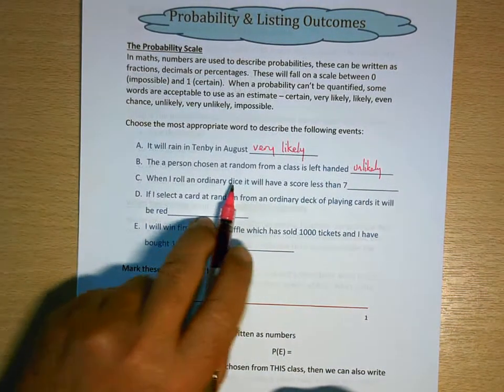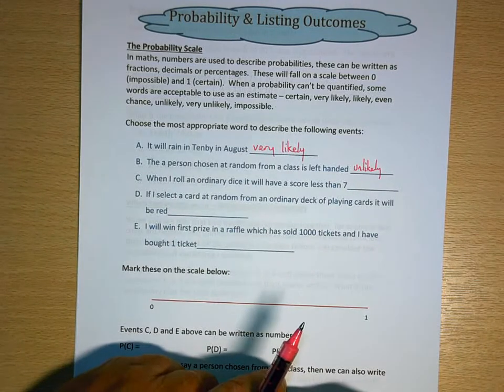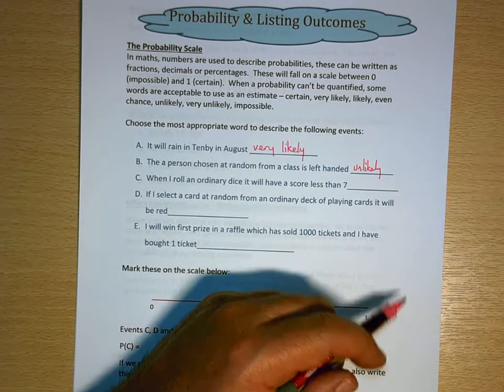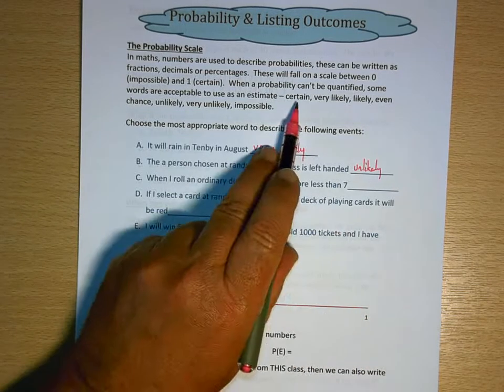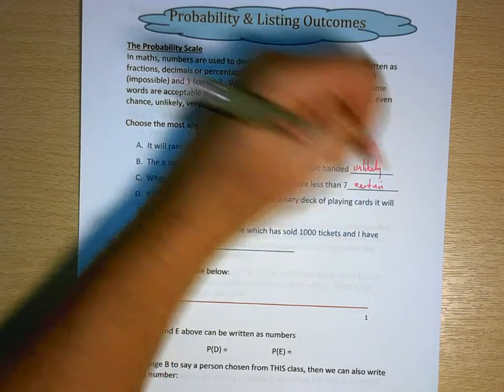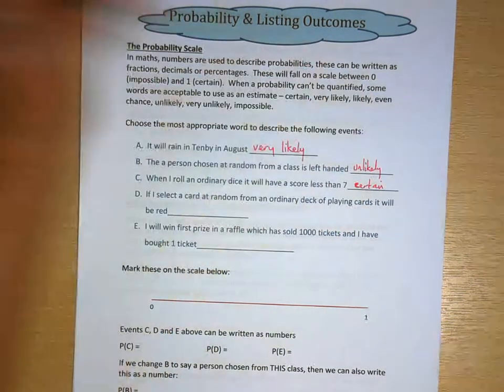When I roll an ordinary dice, it will have a score less than 7. Well, an ordinary dice has the numbers 1 to 6. All of those numbers are less than 7, so it would be certain. Okay, so certain, not certain.